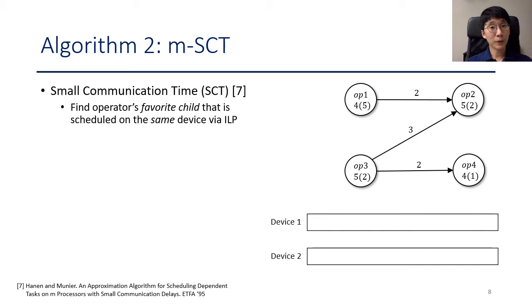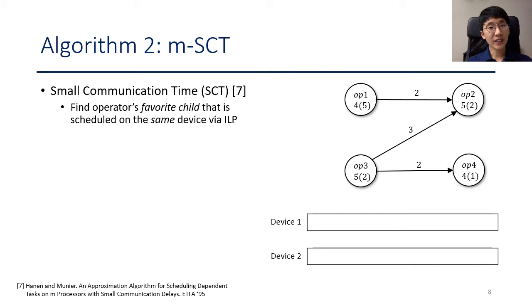The next proposed algorithm is based on the small communication time, called the SCT algorithm. The SCT algorithm works similarly to ETF, but the key difference is to find the operator's favorite child among its successors and prioritize its scheduling on the same device as its parent. Intuitively, the favorite child is a successor that is most beneficial to be collocated with an operator.